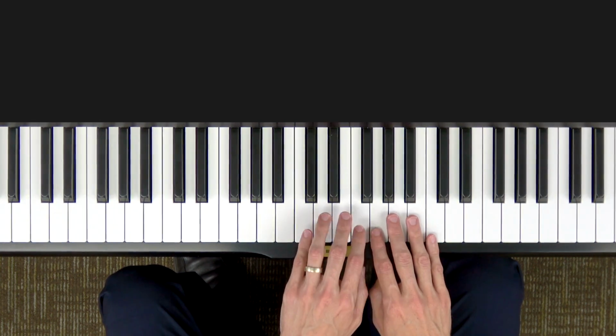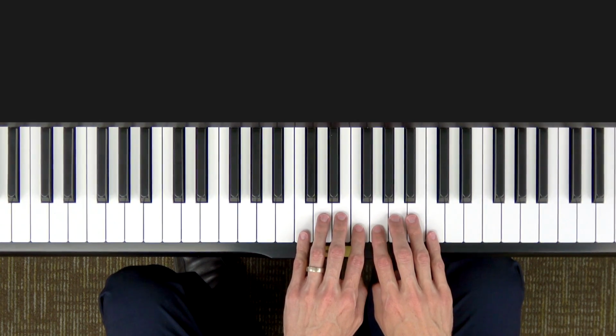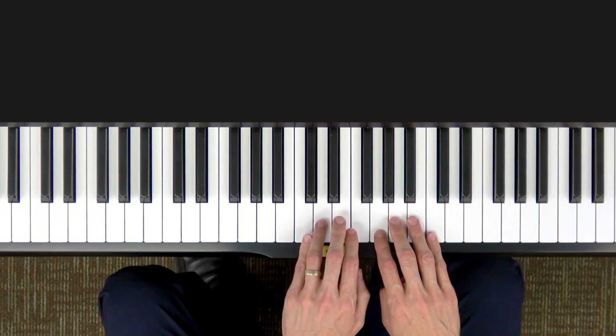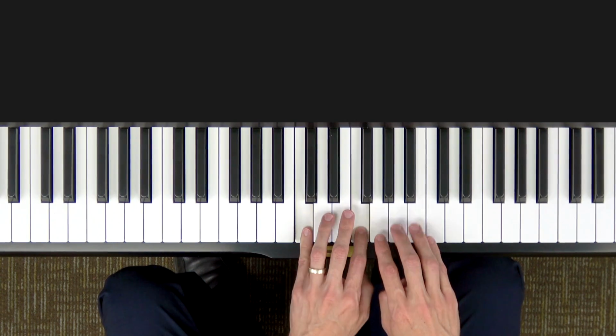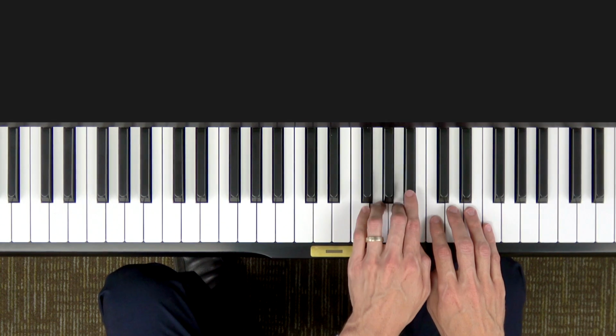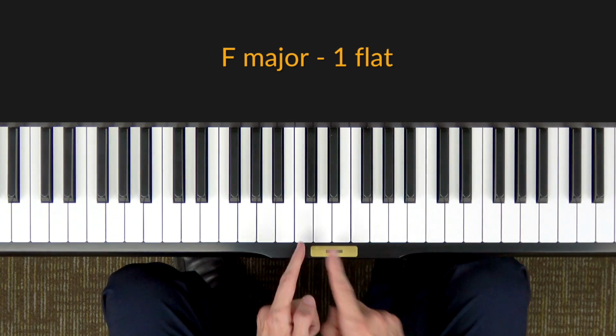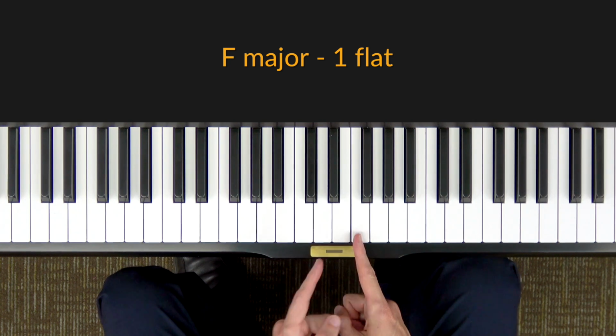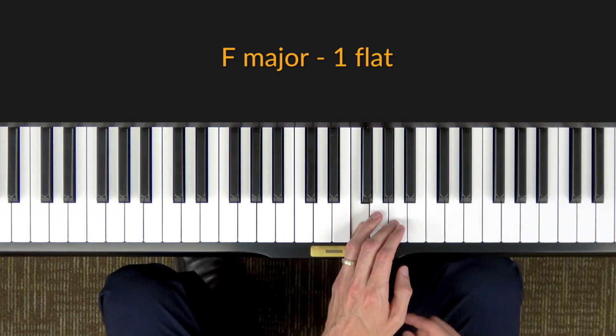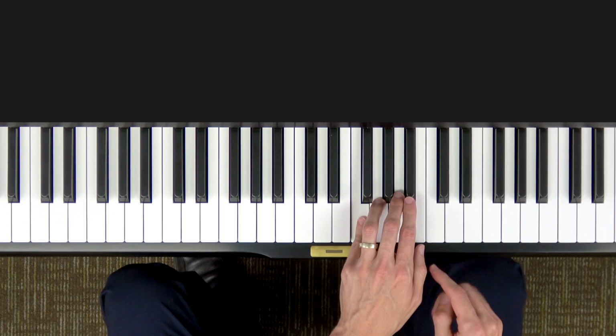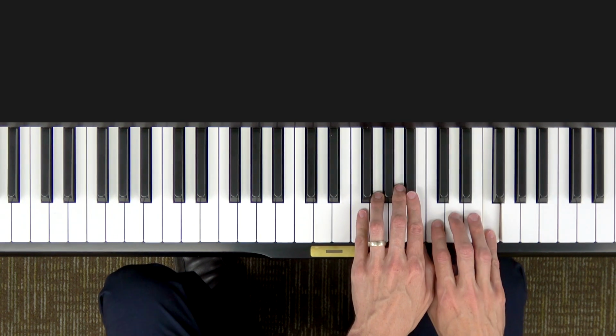Now, if we go up a fourth from the key of C, where do we get? 1, 2, 3, 4. A fourth above C is F. F major has 1 flat. Anytime you go up a fourth, that new key will have 1 additional flat. So we have F major.